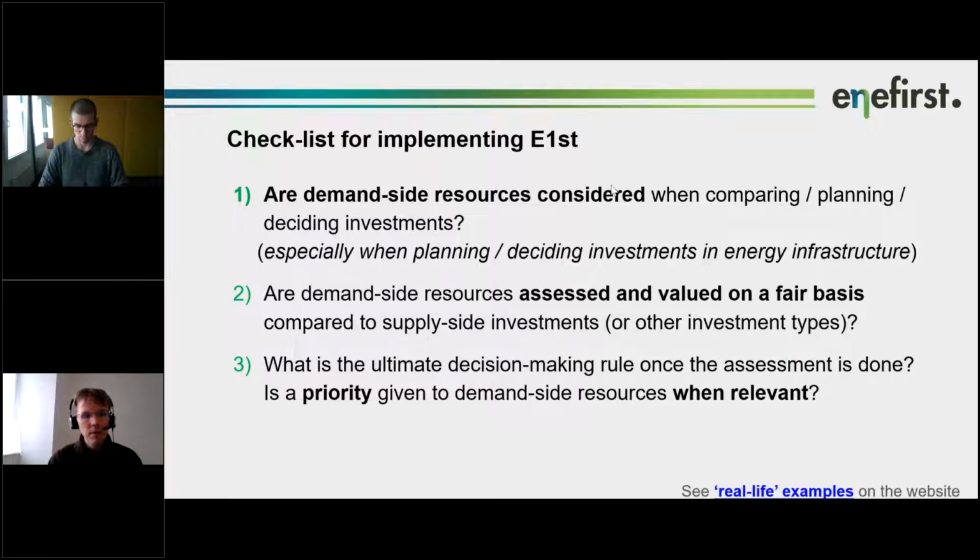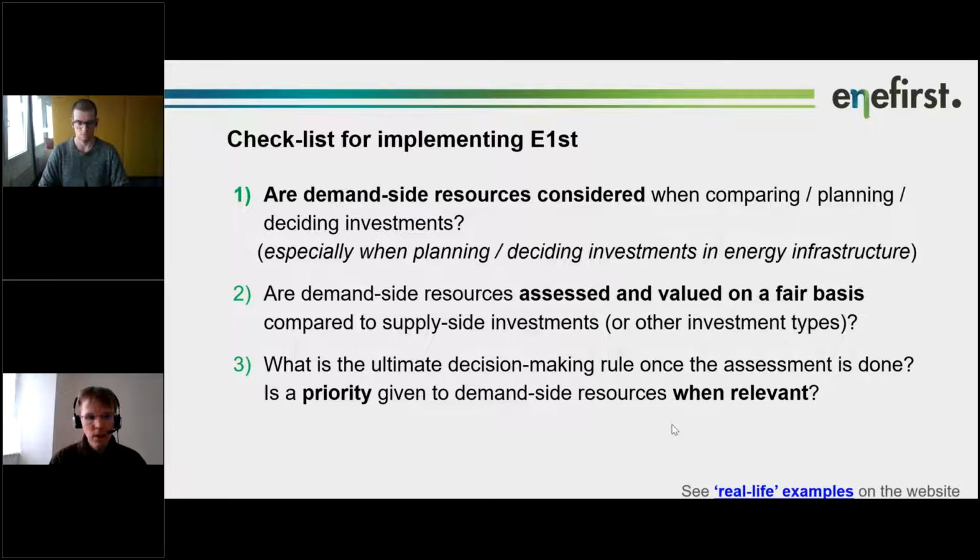How to implement this principle in practice? We came out with these 3 questions that can form a kind of checklist to keep in mind when you work with that and when you try to see how this principle would fit with your own practices and your decision processes, let's say. The first one is to make sure that all options are considered. So in particular, demand side resources are considered as part of the alternatives when deciding about a new investment or a new equipment.